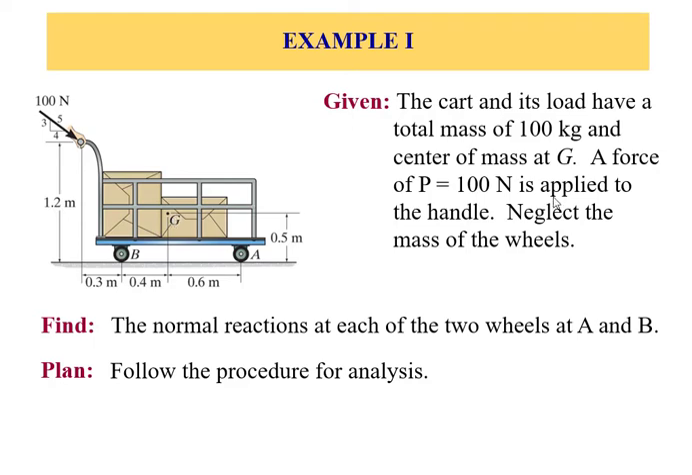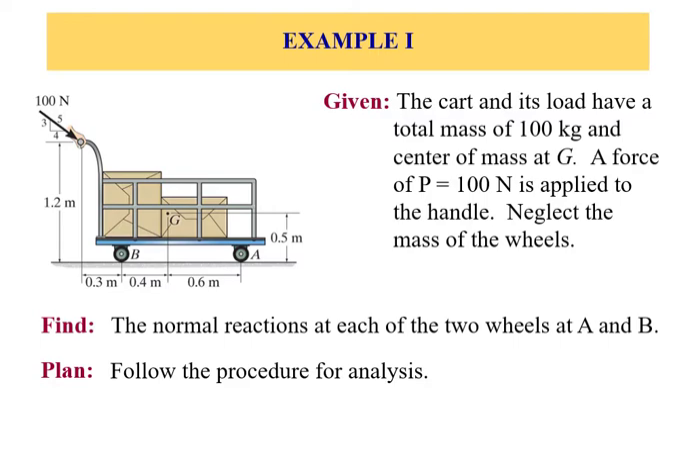Now, if 100 Newton is applied, and if the wheels' mass is neglected, we want to find the normal reaction at each of the two wheels, A and B. Alright, now the procedure to follow is in fact simple.